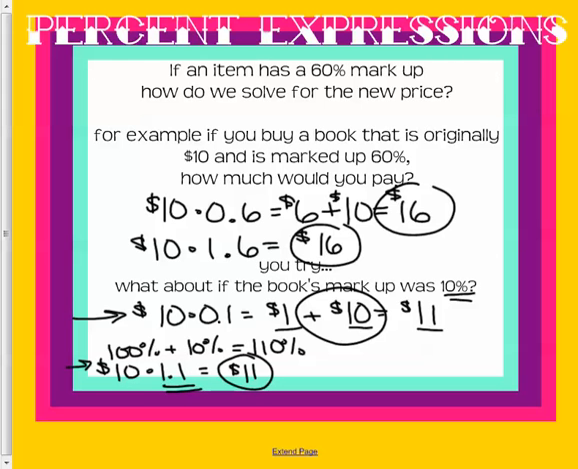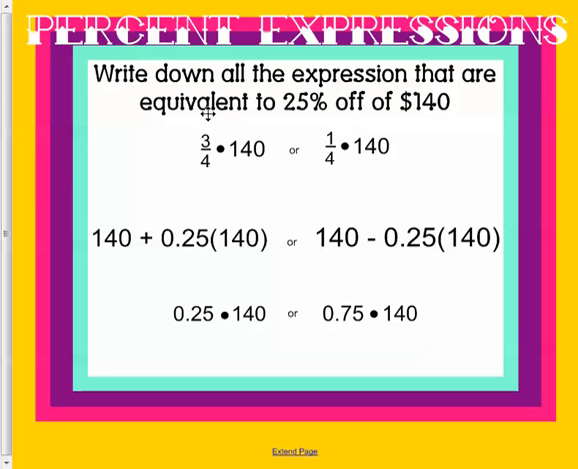Okay, let's look at some other examples. Let's write down all the expressions that are equivalent to 25% off of 140. So let's think about this. If I'm taking 25% off of this, it's a discount. So really what I'm paying is 75%. Do we see any of these that represents that? Well, I see one right here.